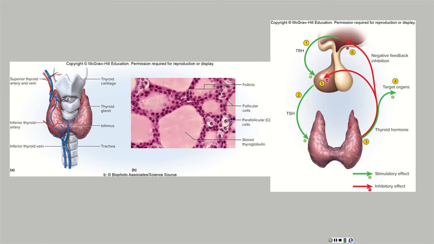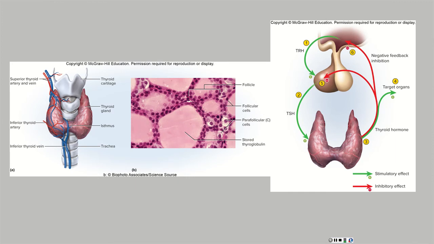So now we're going to move on and talk about the thyroid gland, and then we're going to talk about the parathyroid gland. So what we see here, there's two diagrams. This diagram over on the right is on page 636 in your textbook. The diagrams over on the left are on page 639 in your textbook.